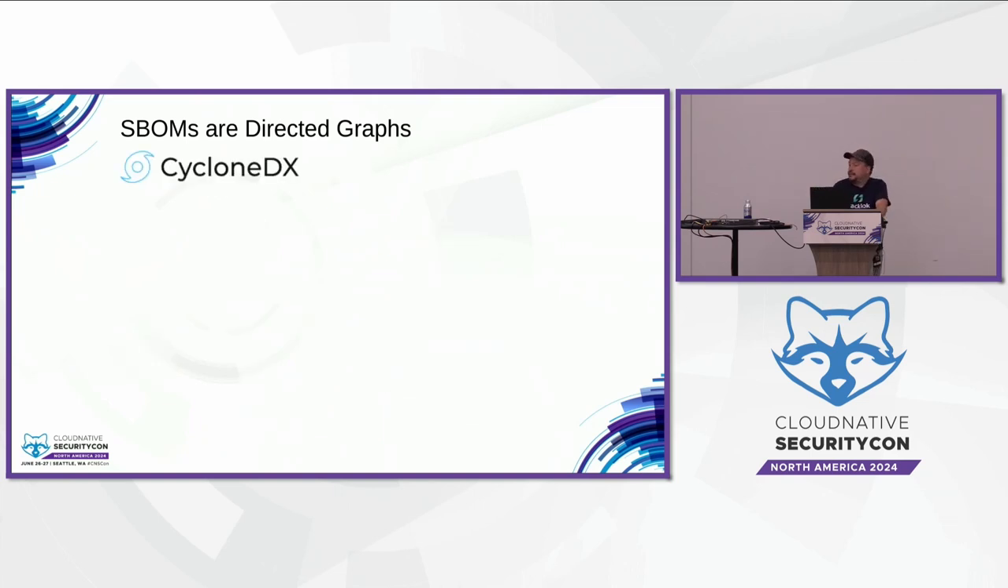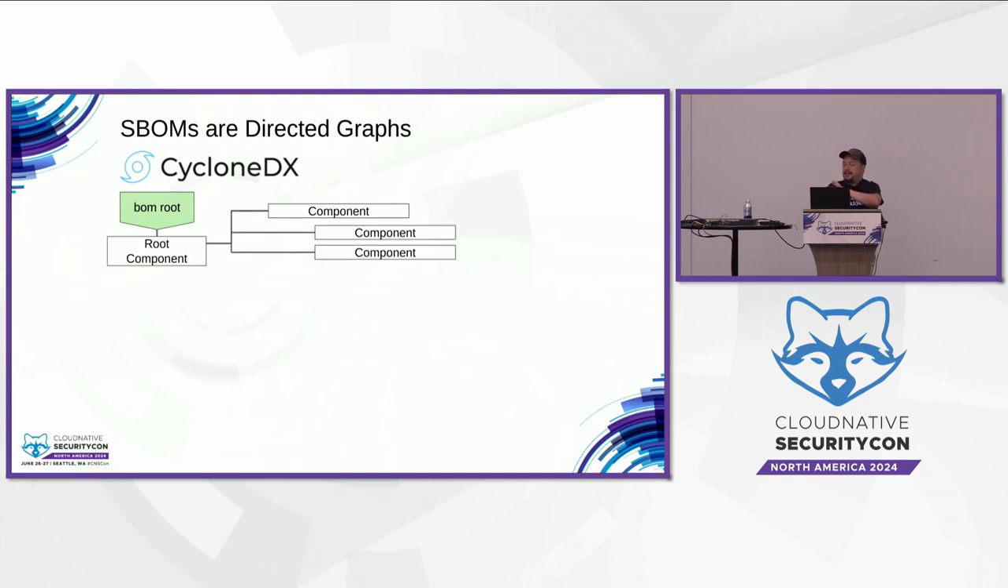In CycloneDX, it's kind of the same, but a little bit different. The way it works is that you will have the top of the SBOM, the entry point, and most of the time, but not always, you will have a root component that captures some information about the software piece that the SBOM is describing. And from there, you have a tree with other components attached to it.